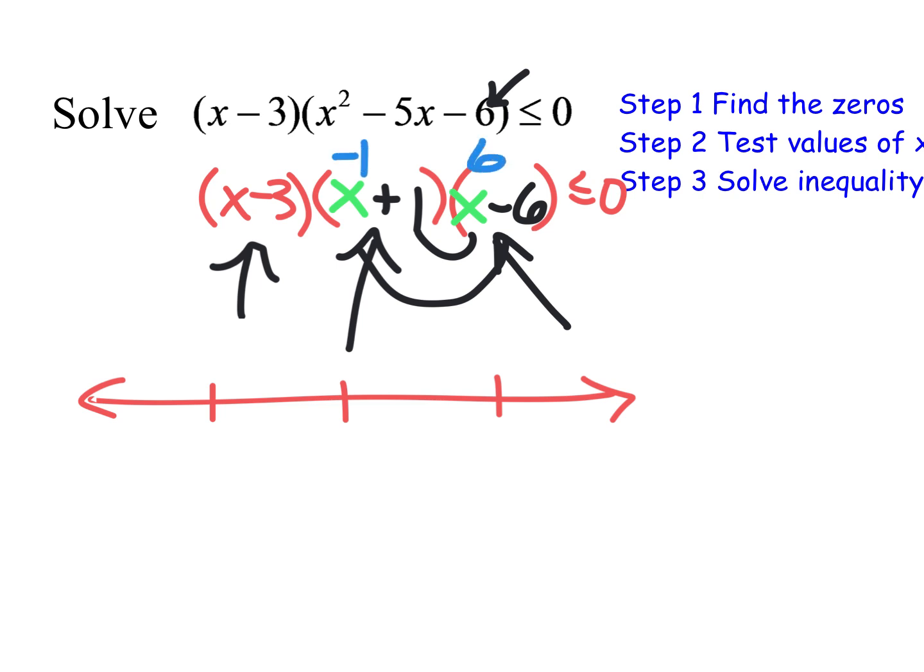6, -1, and 3. So everybody make a number line, just like I did, and put these in order from small to big. -1's the smallest, 3 is the medium, 6 is the biggest. And circle them. Now we just have to shade, and that's it. That's how you do these problems. You find the key spots, and then you figure out where it works by shading.